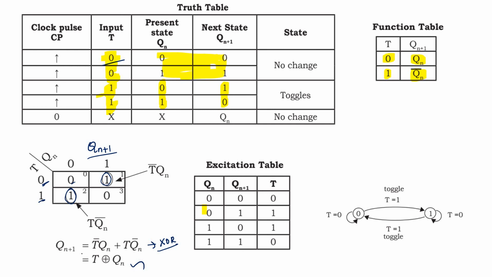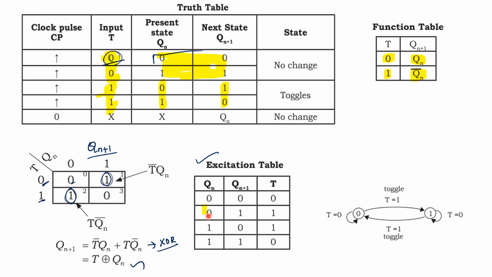After getting the characteristic equation, what we have to do? We have to find out the excitation table. How to write the excitation table? For finding out the excitation table, first write Qn, then Qn plus 1: 0, 0, 1, 1, 0, 1, 0, 1. So first 0, 0. Here 0, 0. What is the corresponding value of T? That is equal to 0. So I have to mark this.